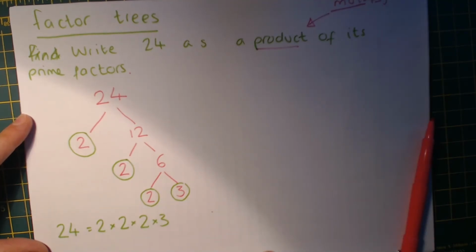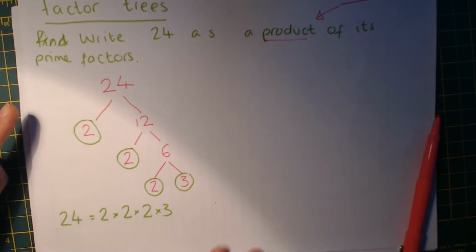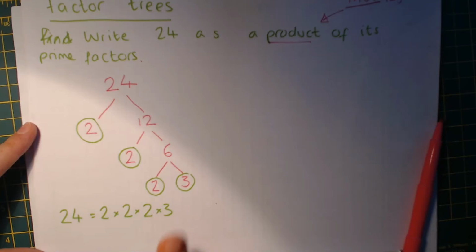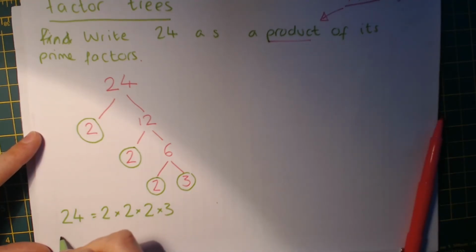Okay, and now the really smart cookies out there might have thought, hang on, that's a bit long-winded, there's a better way, and there is a better way. We could have written 24 equals 2 to the power 3 multiplied by 3, because what we get here is 2 multiplied by 2 multiplied by 2 is 2 cubed. And we can write it.